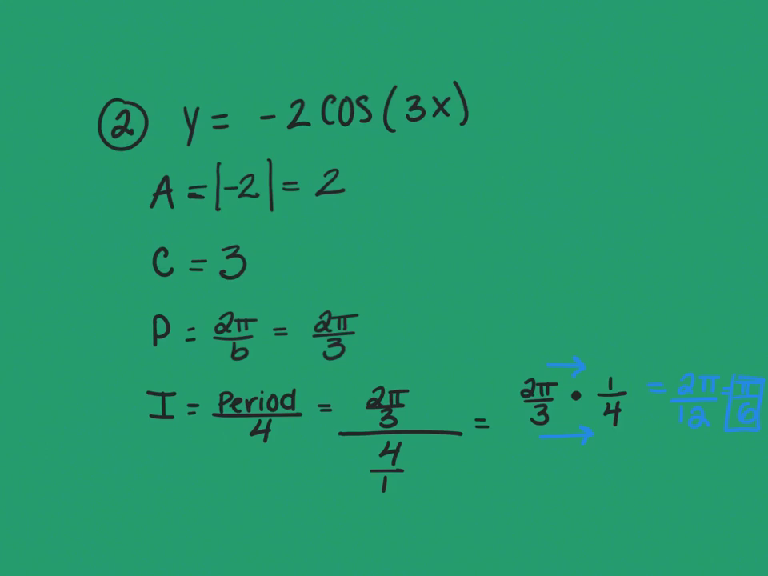So for an example like such, we need to make sure that we remember the rule when dividing, we keep, change, flip. And that's it. That'll give us our information. All right, let's try one more example.